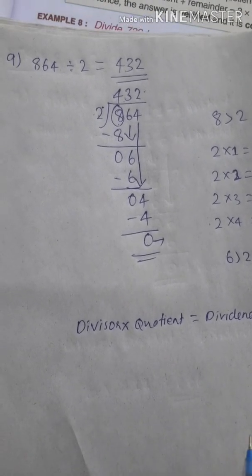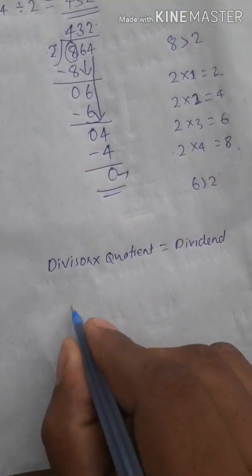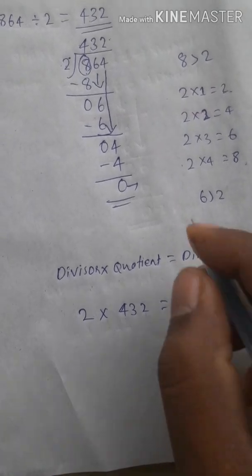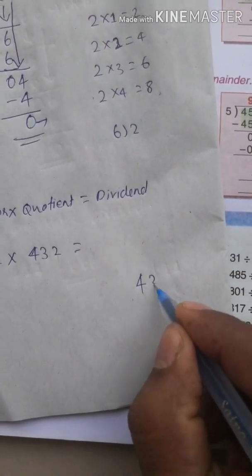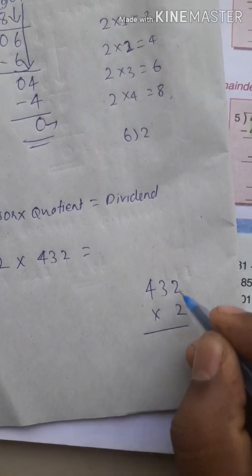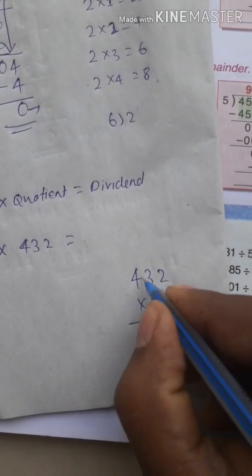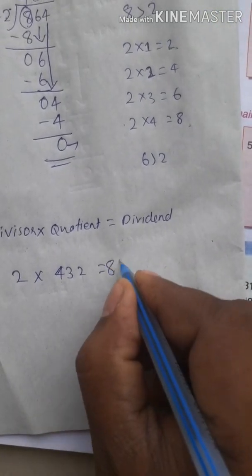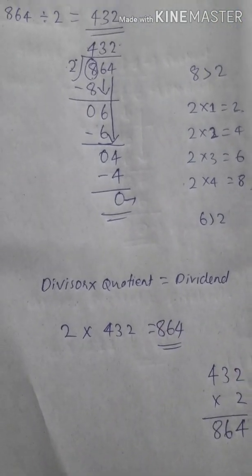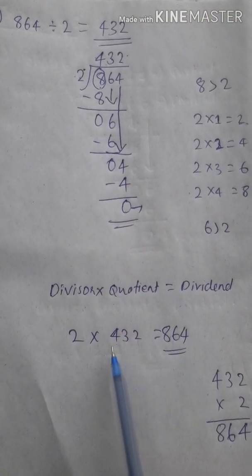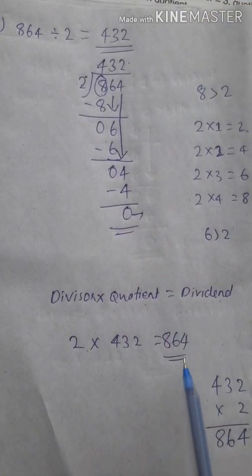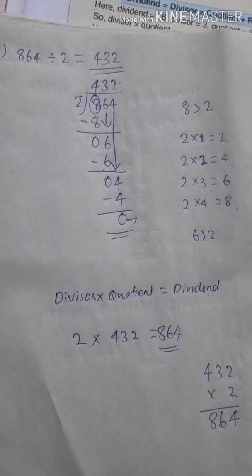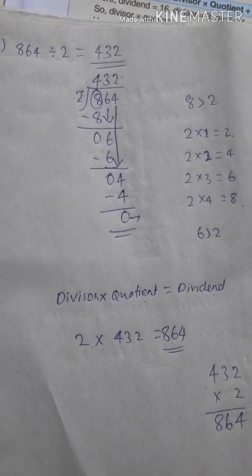Let us check. What is the divisor here? Divisor is 2, and what is the quotient here? That is 432, equal to dividend. So let us check. 432 into 2: 2 into 2, 4. 3 into 2 is 6. 4 into 2 is 8. 864. So see this, divisor into quotient is equal to dividend, that is 864. So we can say that this answer is right. Understood?